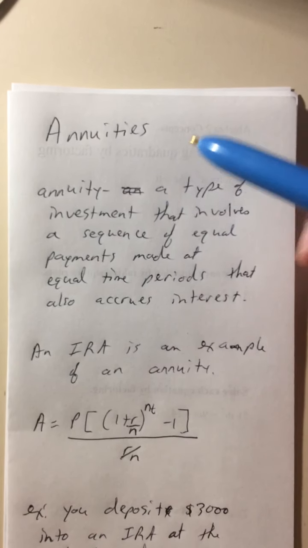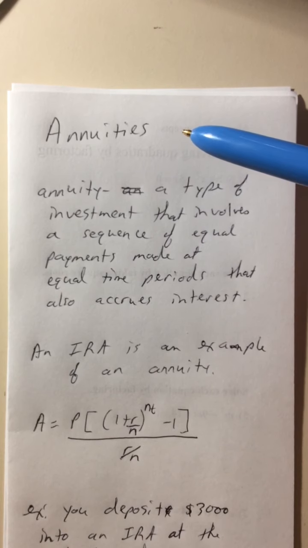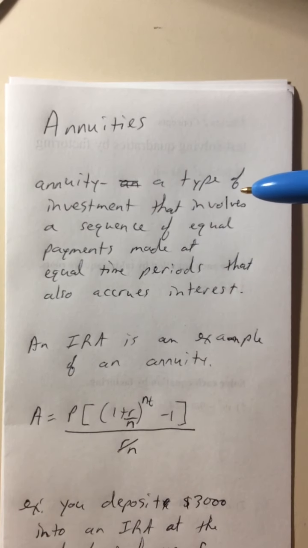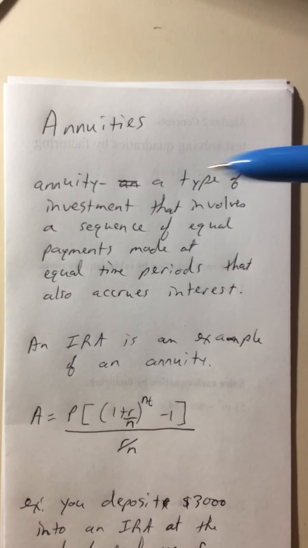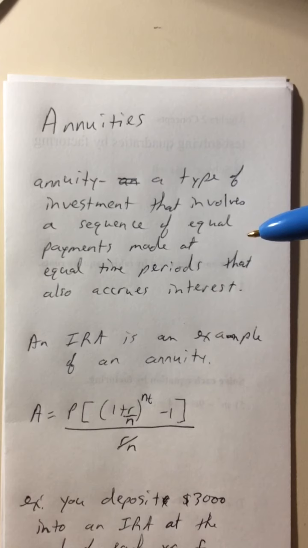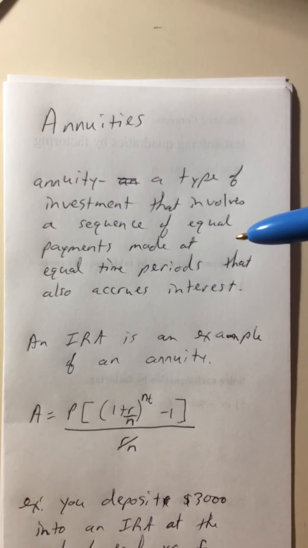All right, so today we're going to talk about annuities, which is just another way of investing money. And so here's a definition for an annuity. An annuity is a type of investment that involves a sequence of equal payments made at equal time periods that also accrues interest.